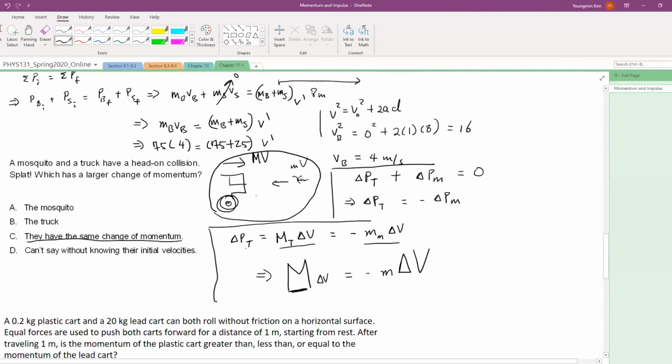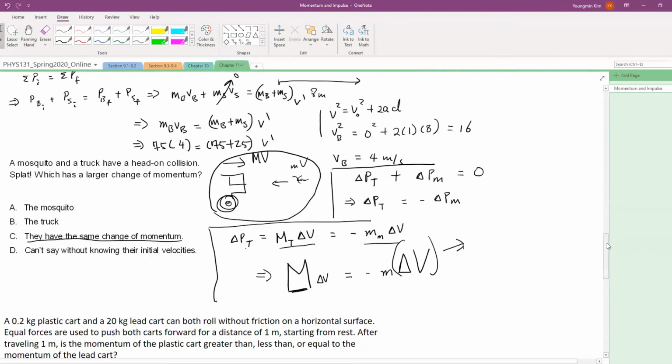In fact, after the collision, the truck doesn't change the direction of its velocity. It just keeps going, right? But what happens to the mosquito? This change of velocity is what kills the mosquito, because it has a much lighter mass. So even though the change of momentum is the same, their fates are very, very different because of a difference in their mass.